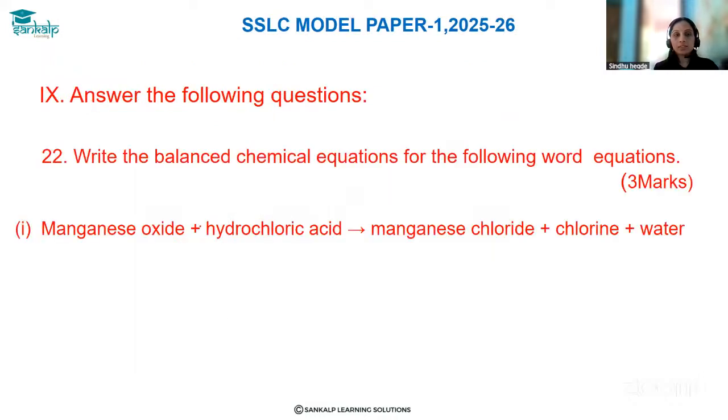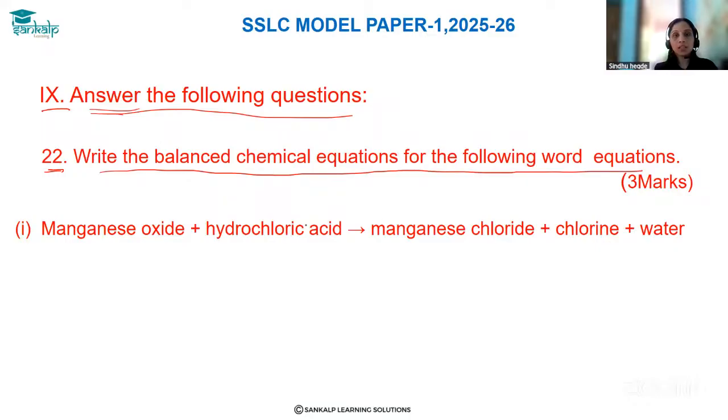Hello everyone. Let us see 8th main. Answer the following questions. In that, 22: write the balanced chemical equation for the following word equations. Here the equations are in words. You should write them in formulas. Okay. First one: manganese oxide plus hydrochloric acid will give manganese chloride plus chlorine plus water.